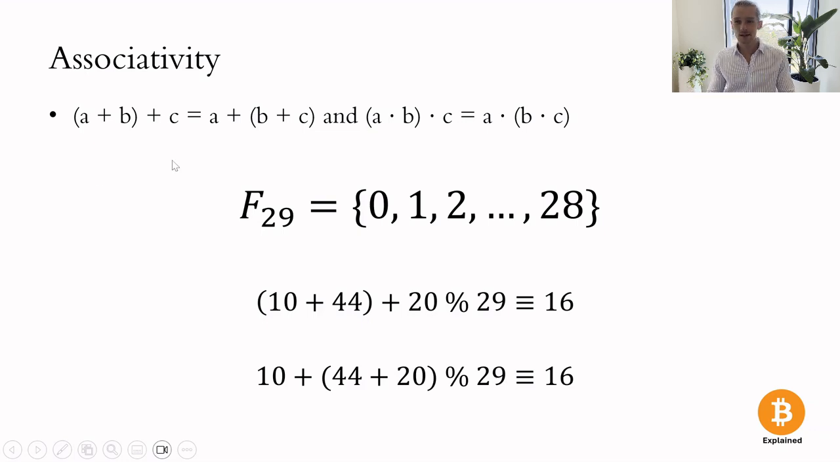Associativity, once again, this just means that the way in which elements are grouped in operations does not change the result. If we take the same finite field, for example, and we do 10 plus 44 first and then add 20 to that, modulo 29, that's congruent to 16. The same happens if we first do 44 plus 20 and then add that to 10, modulo 29, also congruent to 16. This is just exactly the same as in regular math and should be pretty clear.